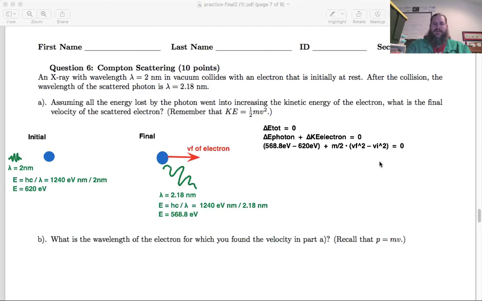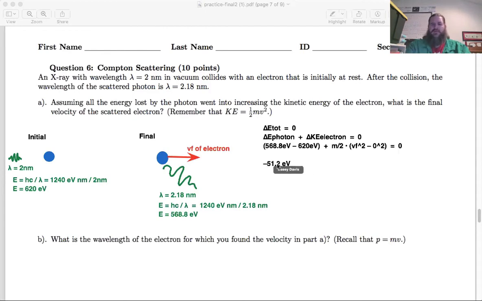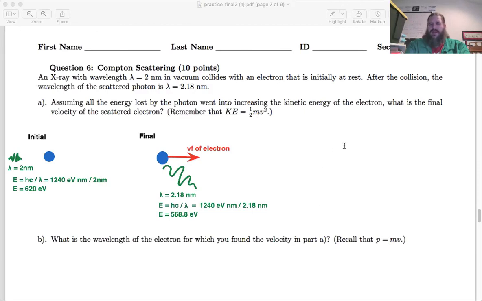But what do we know about the initial speed of the electron? It's zero. Yeah, the electron at the beginning was not moving. So initial speed is zero. And simplifying a bit, 568.8 minus 620 would be negative 51.2, I guess. So that means the photon is losing 51.2 electron volts of energy, and that means the electron is gaining 51.2 electron volts of kinetic energy. Likewise, for the electron, we've got half the mass times v final squared minus zero squared, so that's just v final squared.